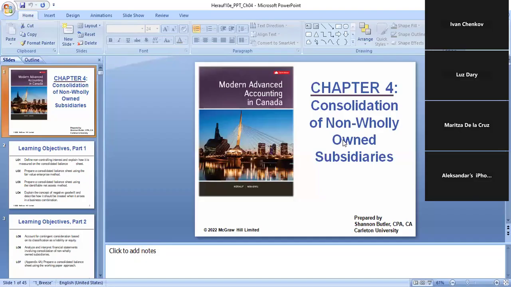Now chapter 4 will be the consolidation. Again, we're talking about only the date of the purchase. What's happened on the date of the purchase? Nothing more, nothing less. Time hasn't passed yet. There are no operations, nothing. We're just purely at the date of acquisition.